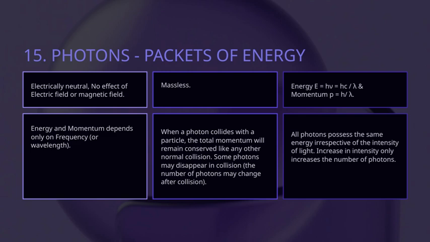Another key point is that photons are electrically neutral. This means they are unaffected by electric or magnetic fields, which makes sense given their neutrality. In summary, photons are packets of energy that behave in fascinating ways. They have no mass, are neutral, and their energy and momentum are linked to their frequency. All of these characteristics are fundamental to understanding their role in the broader context of light and quantum physics.